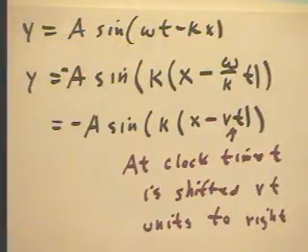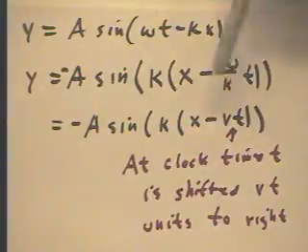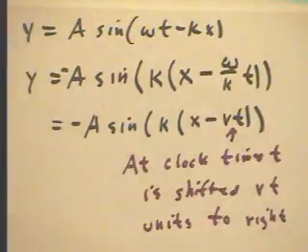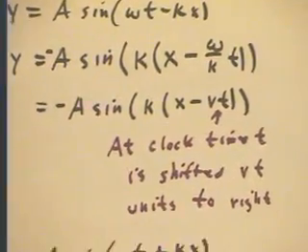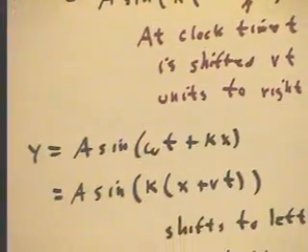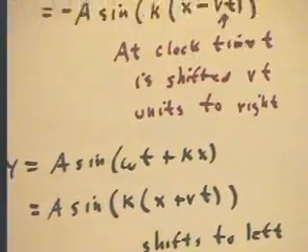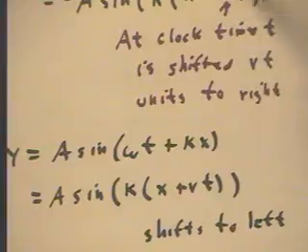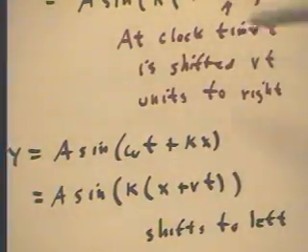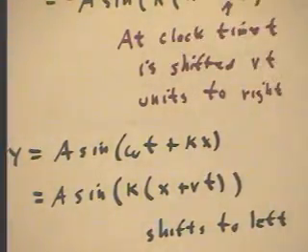Now, of course, you have to understand how a graph shifts, how replacing x by x minus vt shifts the graph. That's a pre-calculus concept. You might have to review that. We don't have time here to go into the details of that concept. But that's why the graph shifts to the right, and this is why A sine of omega t minus kx is moving to the right.